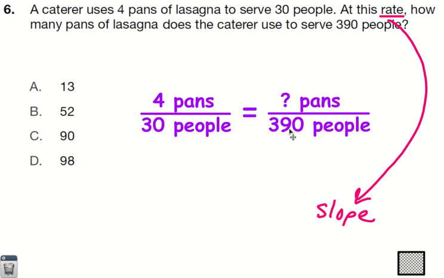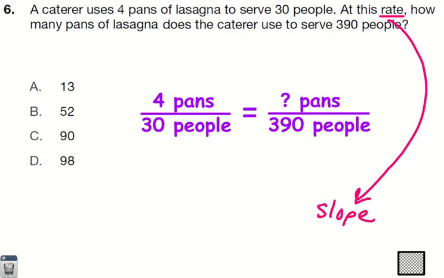Bunch of different ways you could do this. You could just use maybe common sense. You could cross multiply. You could just actually see that 4 divided by 30 is something. Let's see. 4 divided by 30. Got my trusty calculator here.